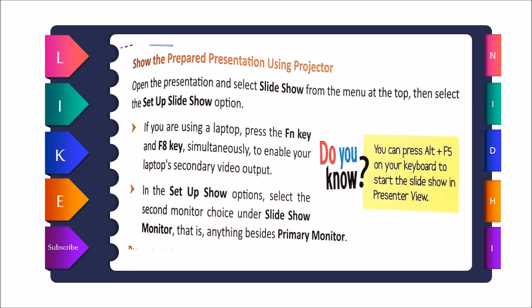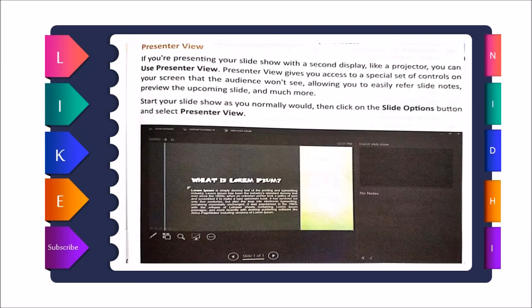Okay, and the next topic is presenter view, how it will appear. Okay, if you are presenting your slideshow with a second display, that means using a projector, you can use presenter view, meaning for the person who is presenting. So presenter view gives you access to a specific set of controls on your screen that the audience won't see. That means that it is only available for the presenter, allowing you to easily refer to the slide notes, or you can write something extra there. So start your slideshow as you normally would, and then click on the slide options button, and then select presenter view. So the presenter view will appear.